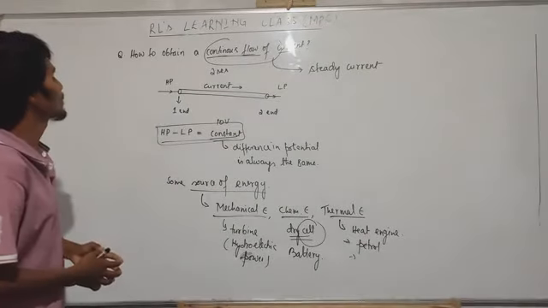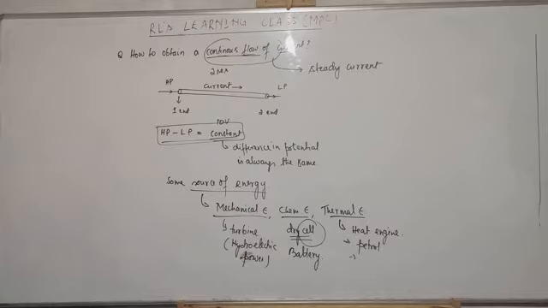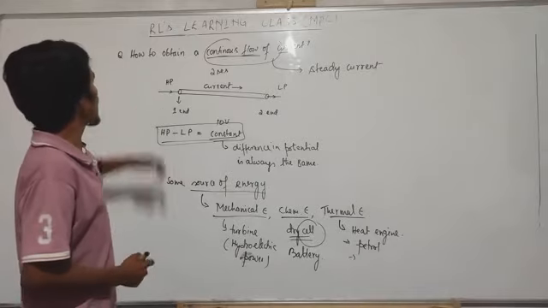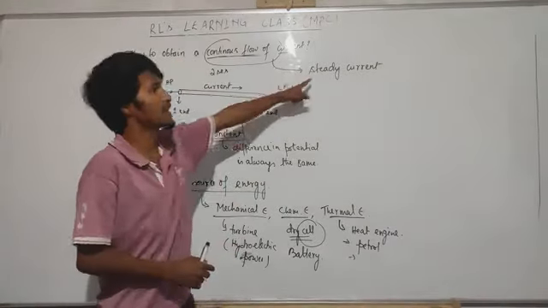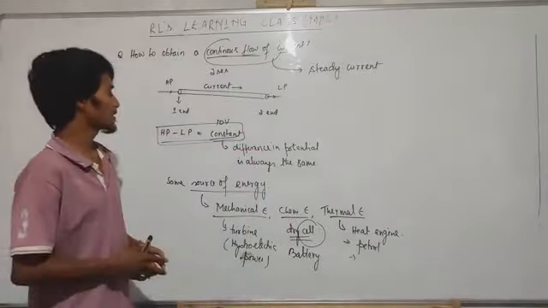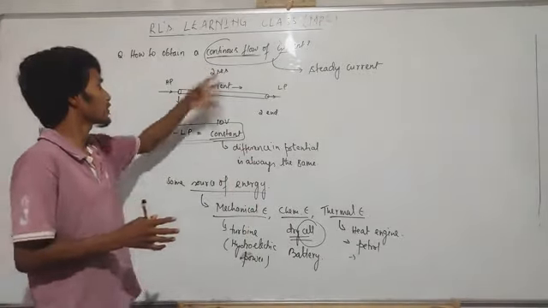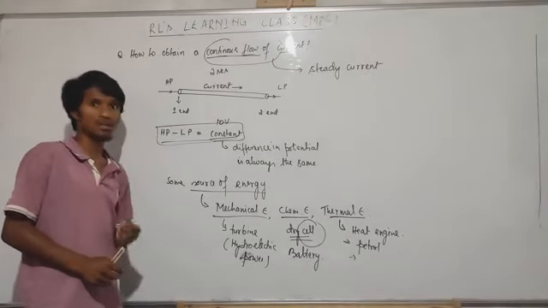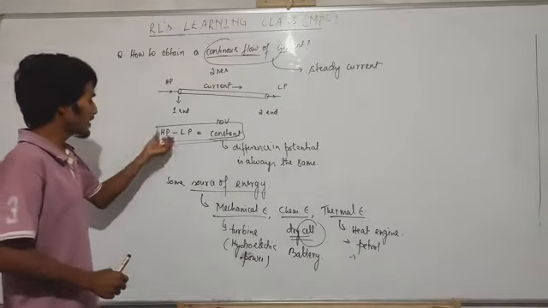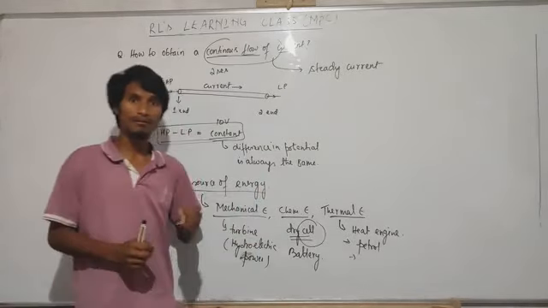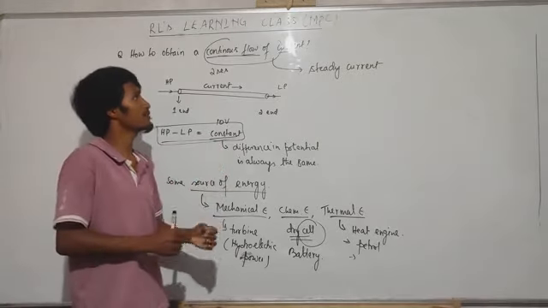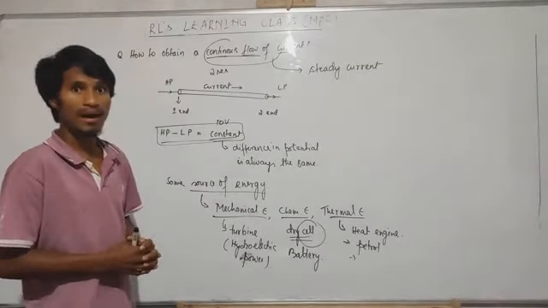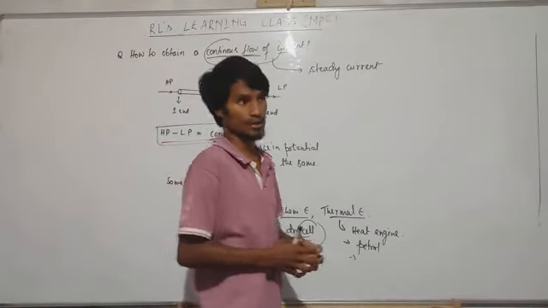Okay, now we come to the problem. How to obtain a continuous flow of current, or a steady current? You try to write your own answer. I already explained. To obtain a steady current, we have to maintain that the highest potential and the lowest potential should always remain the same at every time, and the difference also should always be the same, so that we get a constant difference, and that constant difference will give a constant flow of current. Please write this answer and send it to me on my WhatsApp number.